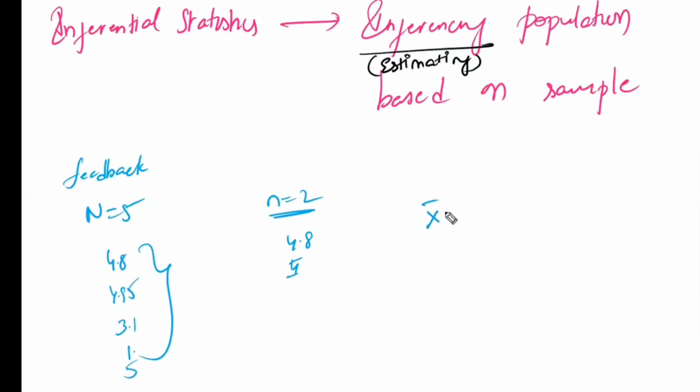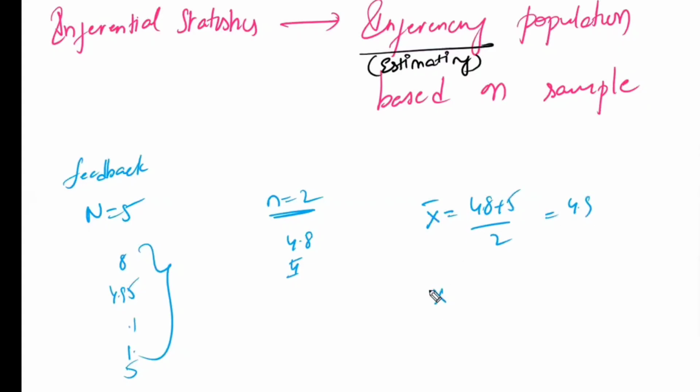Now, what is the mean you are going to calculate? If you have 5 data points, you directly calculate. But assume you do not have them; 5 of them have not given, only 2 have. The others have not sent feedback, due to some fear or some reason. Only these students have given me feedback, and from this I calculate the sample mean, X bar, that is 4.8 plus 5 divided by 2, which is 4.9.